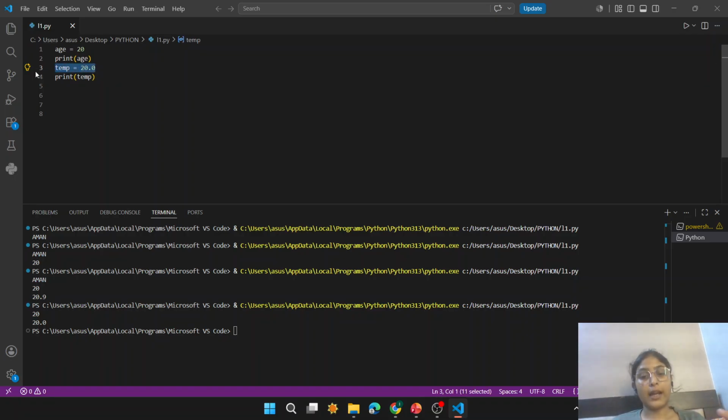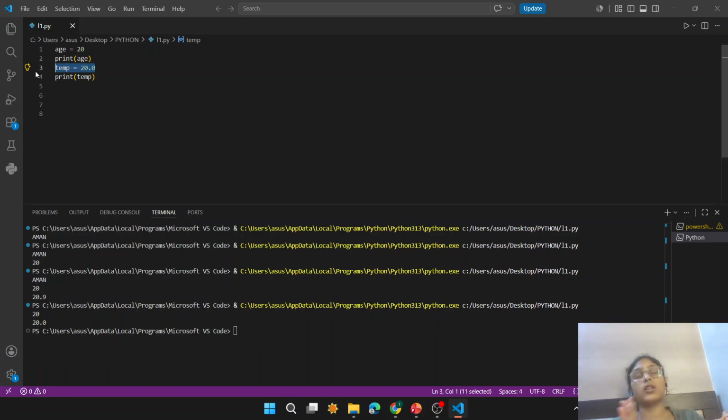A float is a number that contains decimal values. Whatever you are using that has a decimal inside it will be considered a float. For example, height, temperatures, percentages, price, measurements, we often use float only. So this is our second data type.